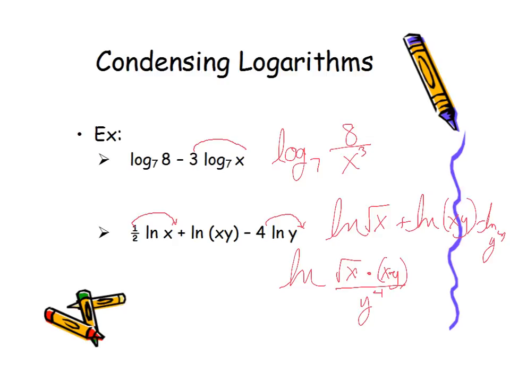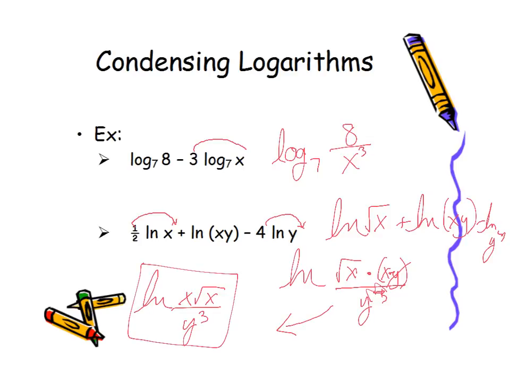This y and this y in the bottom actually can reduce. Let's go ahead and do that. That y could cross off with one of those and turn that into a 3. And now I think I'm ready for my final answer, the natural log. I'm going to put that x in front of that square root of x, and it's going to be over y cubed. There we are.